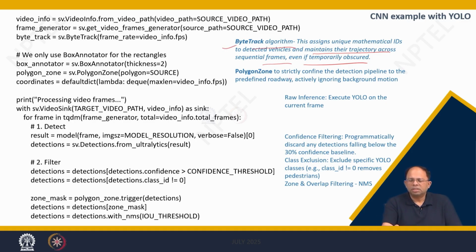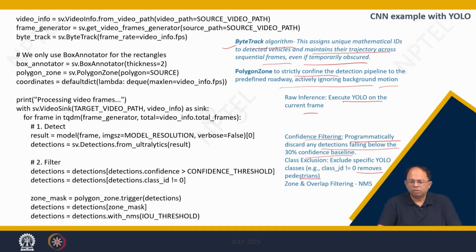And then PolygonZone is to strictly confine the detection pipeline to the predefined roadway, actively ignoring the background motions and all these things. So that is the task of that. And then finally, we execute YOLO on the current frame. Once we do that, the confidence filtering is automatically done. That means we discard any detections falling below a 30% confidence baseline, and we also exclude specific YOLO classes that we want to remove from the model's predictions.